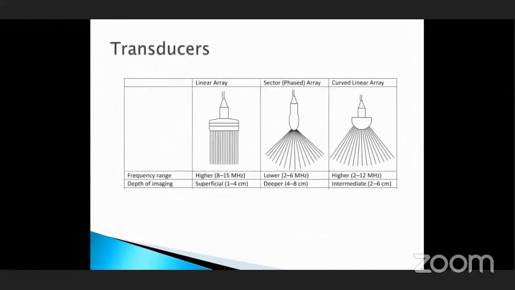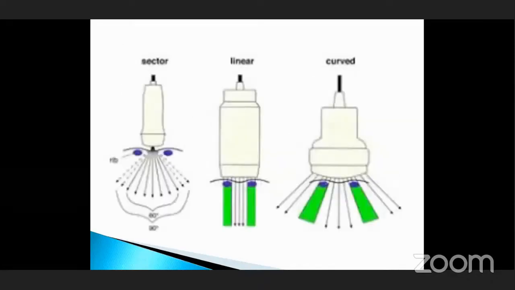Now, these are the photographic representations of linear or phased array and curvilinear transducers. Generally, the linear transducers are of high frequency. They are used for superficial imaging. The sector or phased array transducers are of low frequency and are used for deep imaging. And curvilinear array transducers have a wide bandwidth and are used for intermediate imaging, that is 2 to 6 centimeter thickness. Next, another picture showing the sector, linear and curved transducer and their image area.